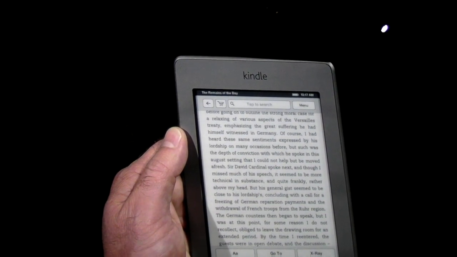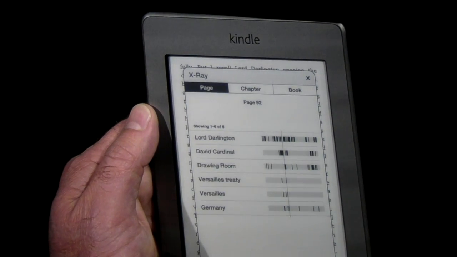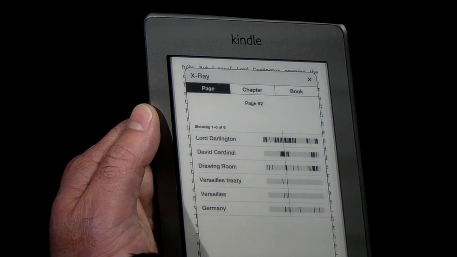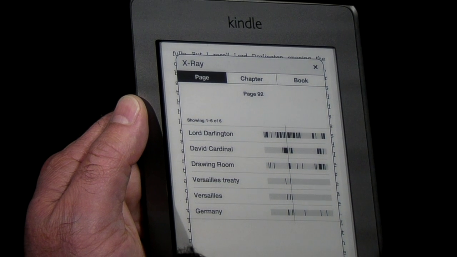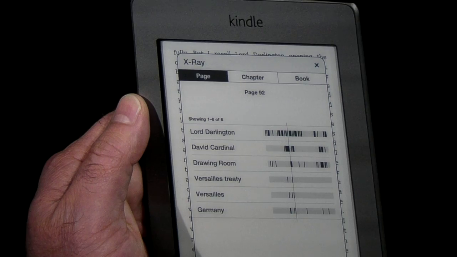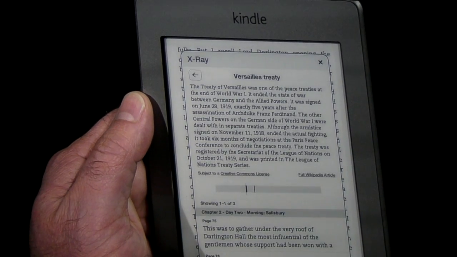We have a feature called X-ray. X-ray lets you look at the bones of a book. So here we are, and that page that I happen to be on in the middle of Remains of the Day has some fictional characters, some historical figures, and some terms like Versailles Treaty. So let's go in and look at Versailles Treaty.